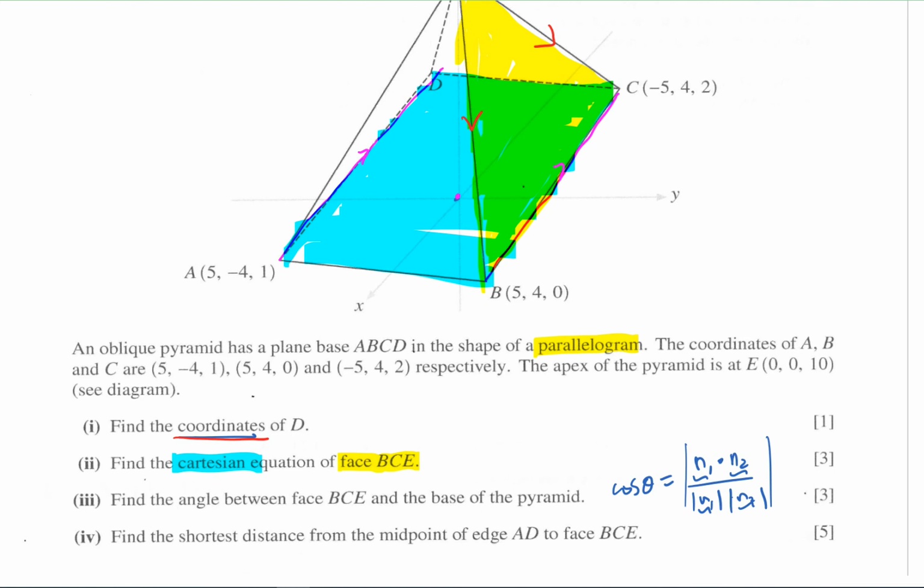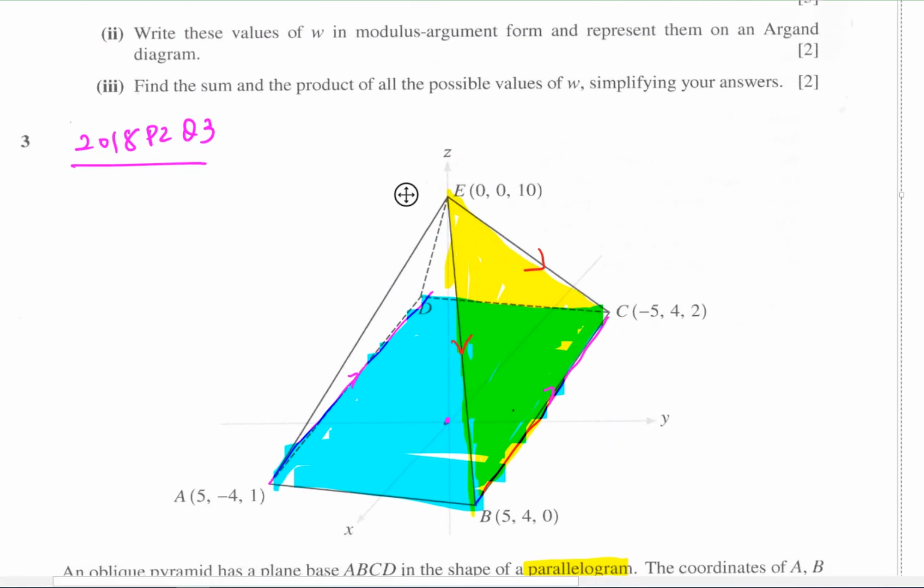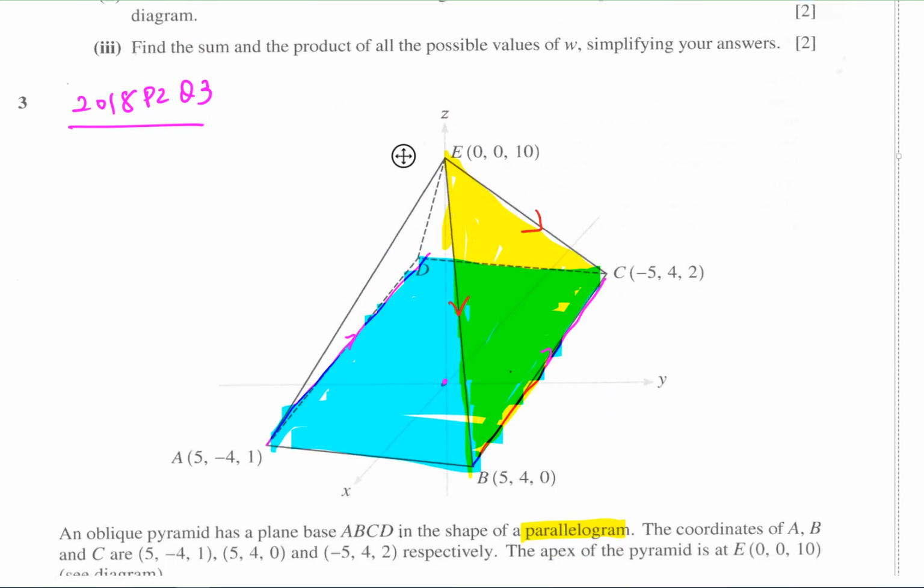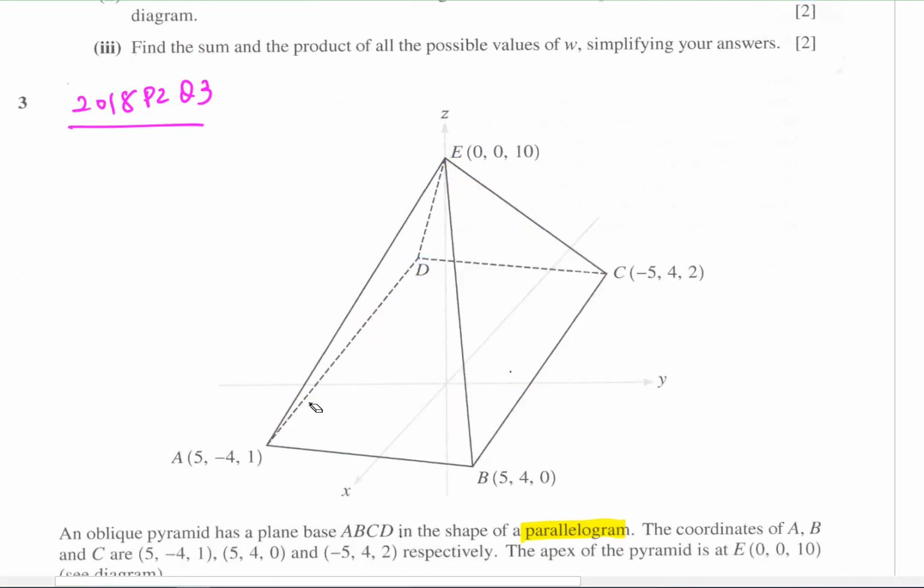Oh, so it is finding the shortest distance between a point and a plane. Okay, I will just use a diagram given. So let me just clean it up a bit. So now we're looking at the shortest distance between the midpoint of AD, let me call the midpoint M, and the plane. So the plane is the triangle. So the shortest distance will be somewhere like this, maybe around here and like this, okay.